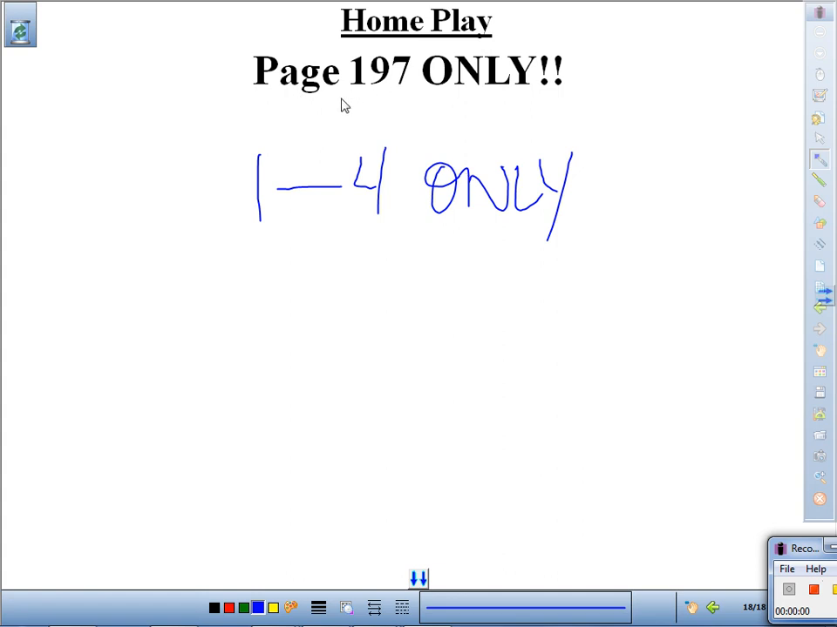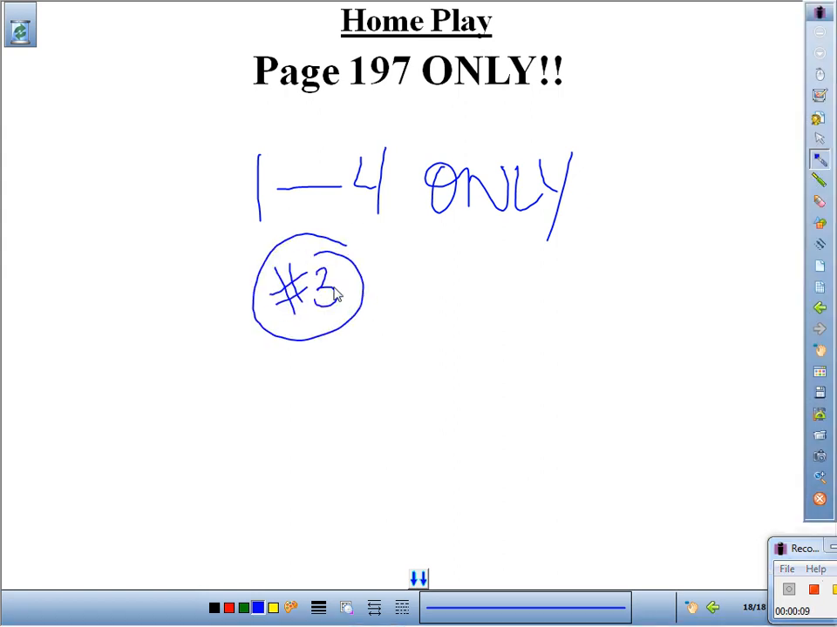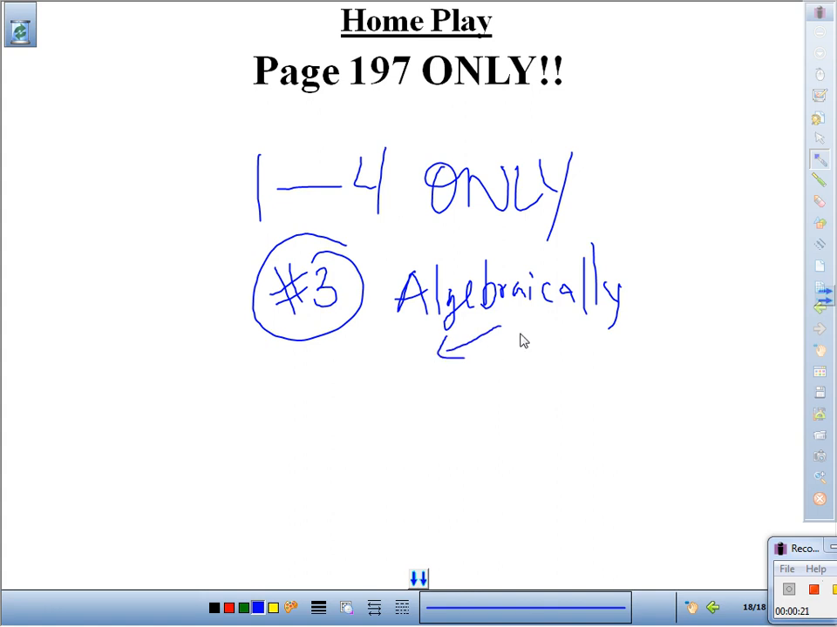Page 197 only, and only do numbers 1 through 4. However, for number 3, I also want that one done algebraically. What does that mean, Mr. Q? Well, if we're not doing graphically, what are the two methods of solving the system? Elimination or substitution. So for number 3, aside from graphing it, choose a method and solve it the other way. All right.